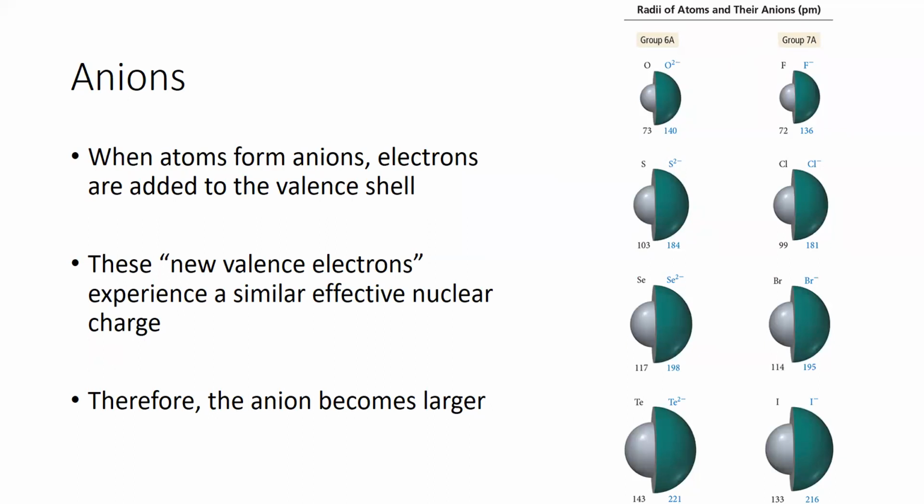While anions, they gain electrons in their outermost shell. And anions are negative, right? So electrons want to push away from each other. So when you gain electrons, you become bigger. Just to summarize that: cation, you shrink because you lose electrons. Anion, you grow because you gain electrons.